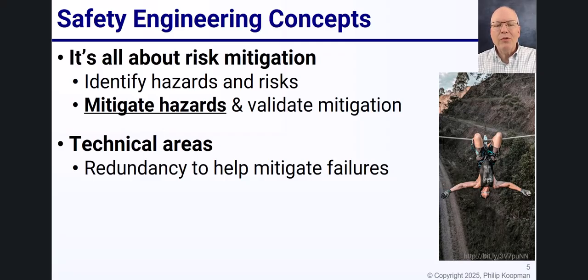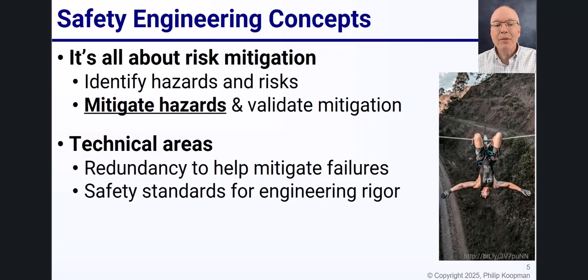One of the things you do is redundancy to help mitigate failures. If you look really closely at this picture, there's actually 2 ropes. So if one breaks, let's hope that the other one's strong enough to hold that person up. There's safety standards for engineering rigor. There are a bunch of safety standards associated with this equipment, making sure, for example, that the rope is manufactured and tested in a consistent way so that you know the rope is strong enough.